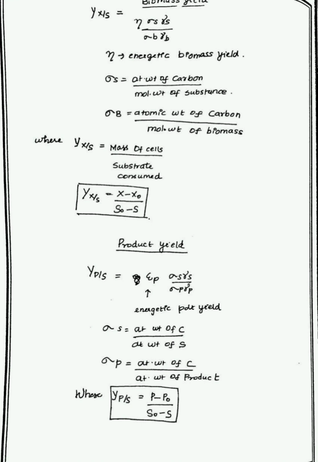You all know gamma s and gamma b are the degree of reduction of substrate and the degree of reduction of biomass. Eta is the energetic biomass yield. Sigma s is the atomic weight of the carbon divided by the molecular weight of the substrate. Here, it is the atomic weight of the carbon divided by the molecular weight of the biomass. In a similar way, sigma s and sigma p will be calculated, and here eta is the energetic biomass yield. Here epsilon is the energetic product yield.